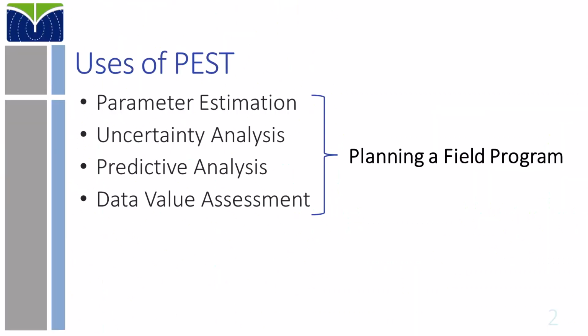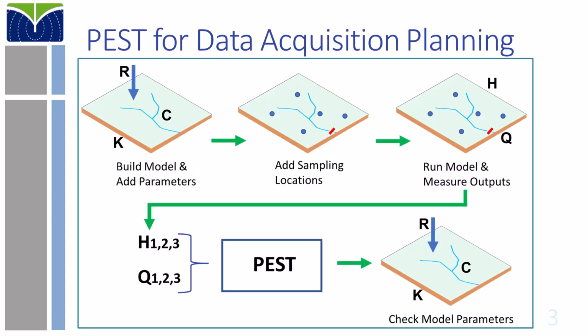PEST has demonstrated strengths for decades in a range of closely related groundwater flow modeling data analyses, including parameter estimation and error estimation, uncertainty analysis, predictive analysis, and data value assessment. But those model analyses are often performed after the data set has been collected and is now being used for final model development. The basic concept I would like to propose is that the various strengths of PEST for data analysis make it a very useful tool for planning a field data collection program, writing a work plan.